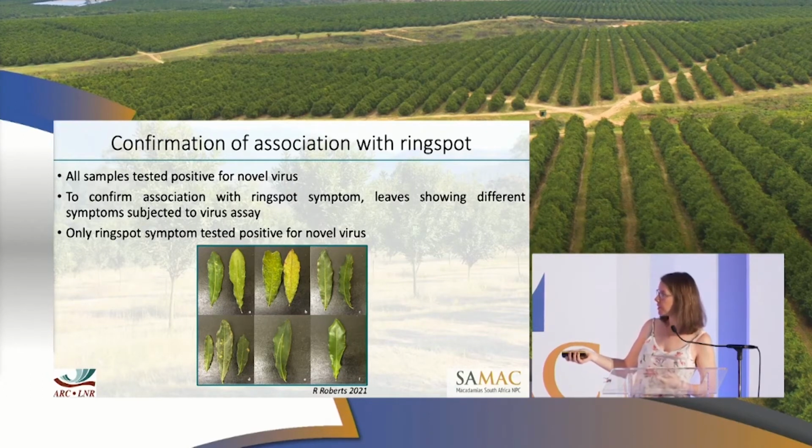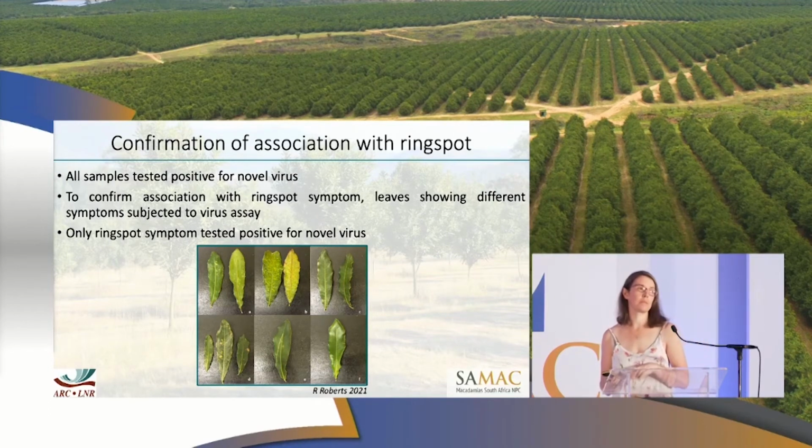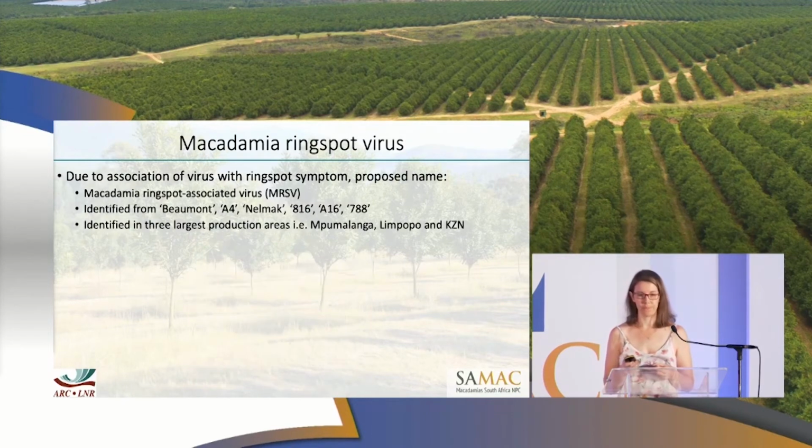So we had the ring spot symptom. Here is some mottling that you can see there. That's not as clear on the picture, but it's little fine specks that you see on there. Some necrosis as well, and then some healthy controls. And only the ring spot symptom tested positive for this virus, further confirming that the virus is actually associated with this ring spot symptom.